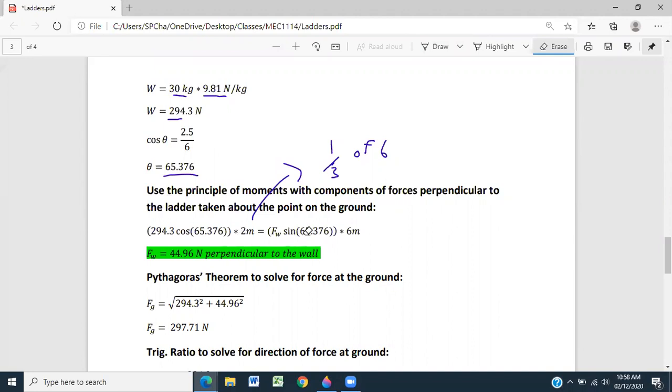And then FW sine theta times 6, which is the distance of the reaction at the wall, because the other end of the ladder rests against the wall, so the reaction is some distance, which happens to be 6 meters because that's the length of the ladder. That's where that 6 comes from. And then we simply divide this whole thing again, and we solve for FW.